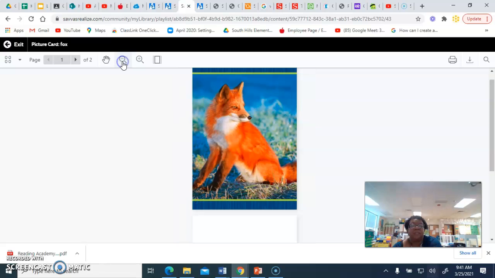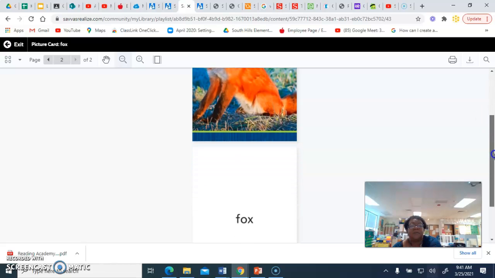I have a picture card. We have a fox on the screen. To spell fox, we have F-O-X. And when you're sounding it out, it's ox, fox. And so we have the O in the middle of the word.